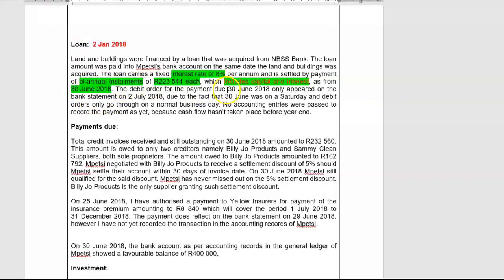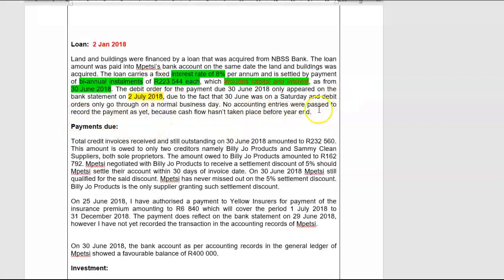The debit order for the payment due 30 June 2018 only appeared on the bank statement on 2 July 2018, due to the fact that 30 June was on a Saturday and debit orders only went through on a normal business day. No accounting entries were passed to record the payment as yet because the cash flow hasn't taken place before year end. What do you think? Do you think it's right? Do you think it's wrong?